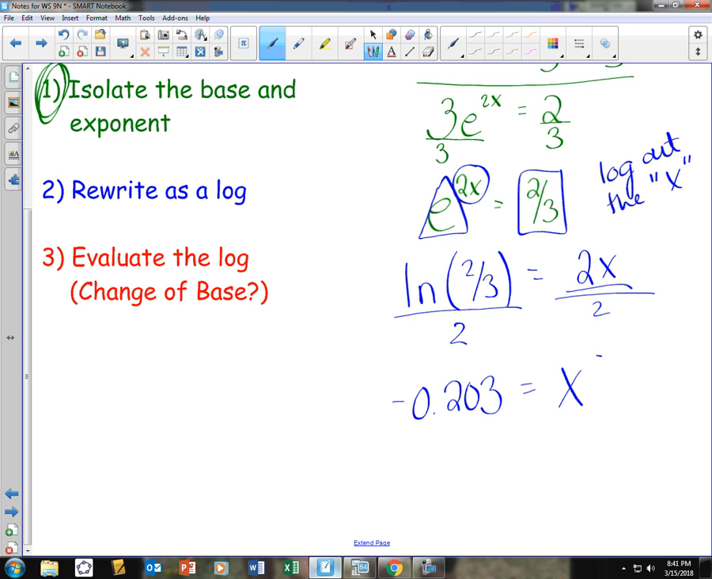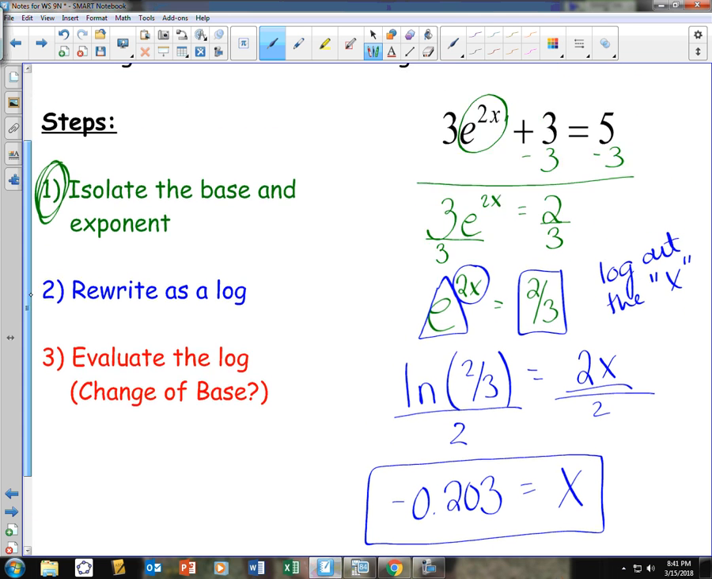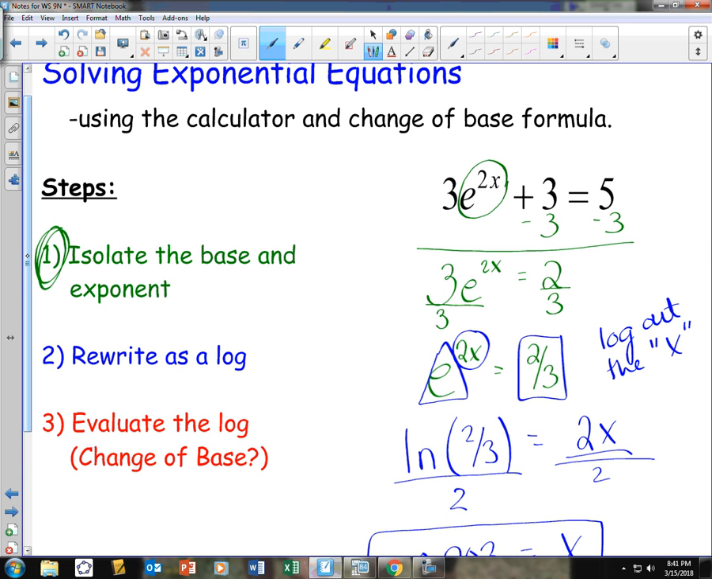Now, for this one, I don't really have to worry about extraneous solutions because look at where the x was. The x is an exponent, so the domain is negative infinity to infinity. So I don't have to worry about extraneous solutions for this. But when the x is inside of a log, that's a different story. So we're done with that.